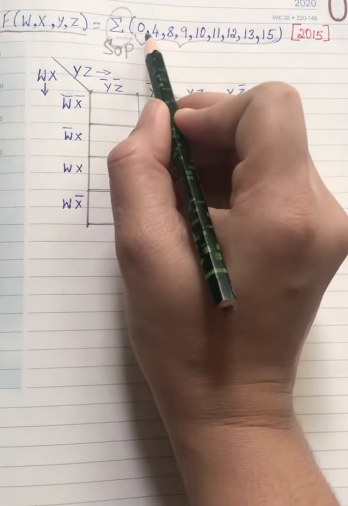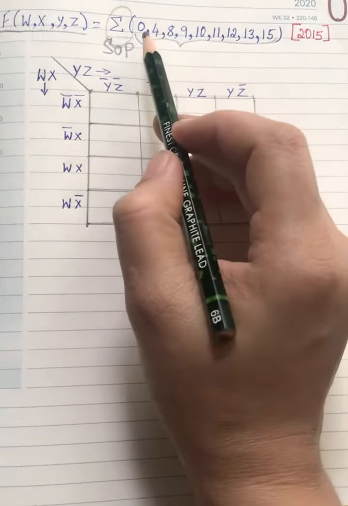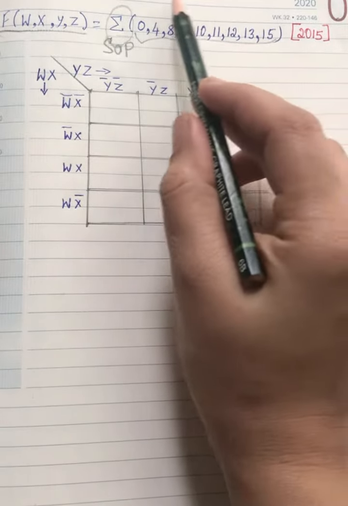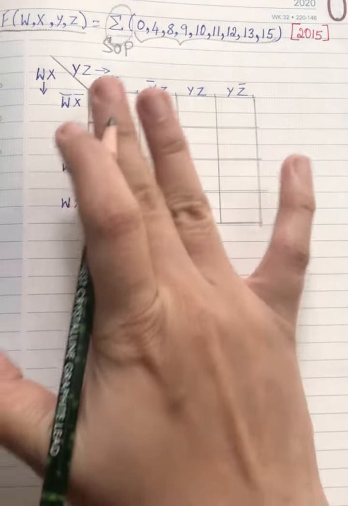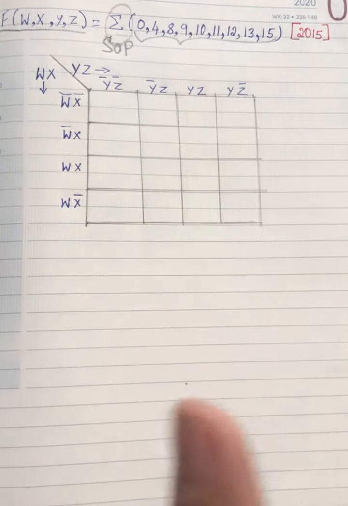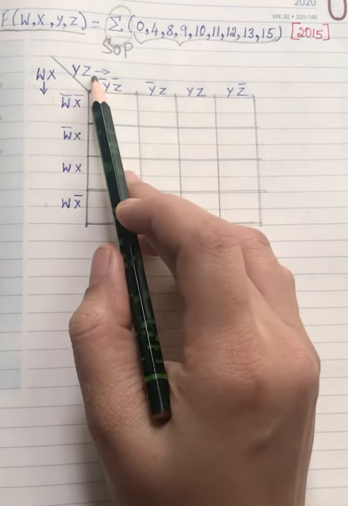So here you have seen 0, 4, 8, 9, 10, 11, 12, 13, 15 and in the place of these particular numbers you are going to enter 1. So let us see the table. So this is the table, 4 cross 4 table. Here I have written WX this way, YZ this way.